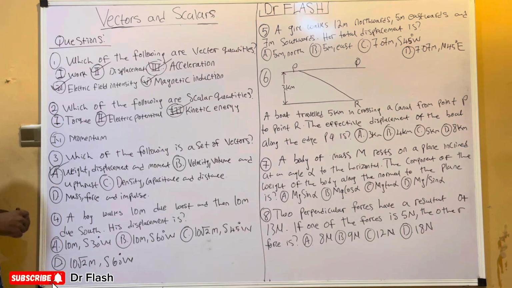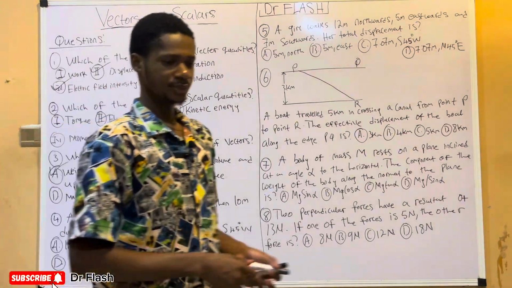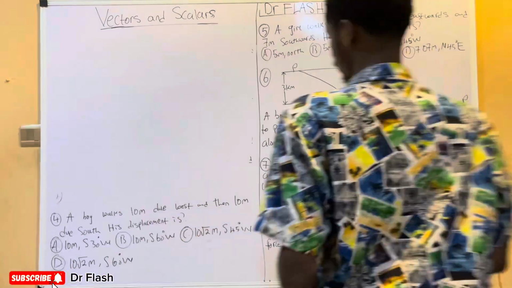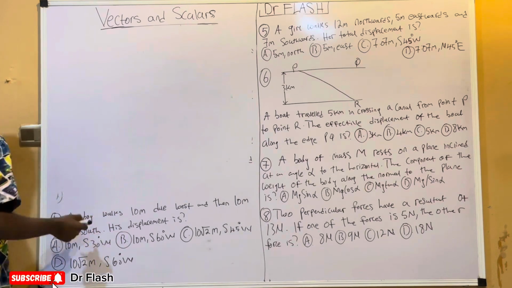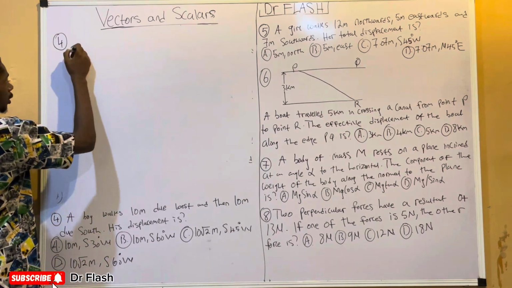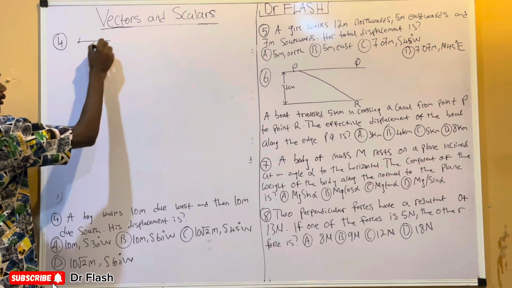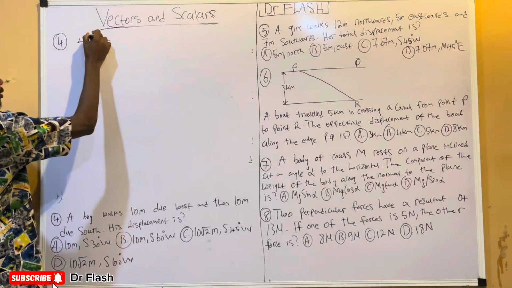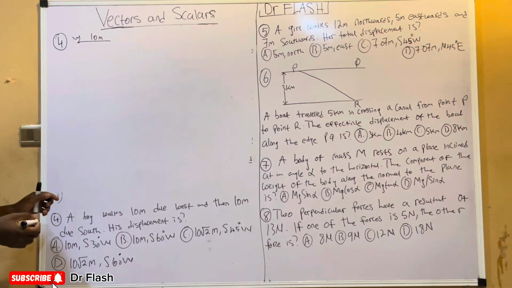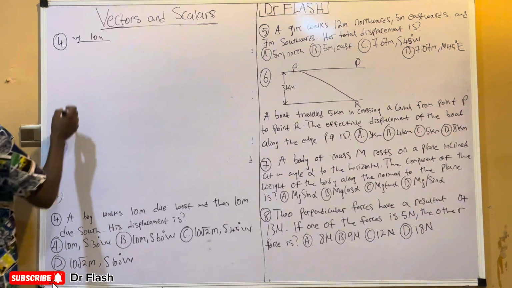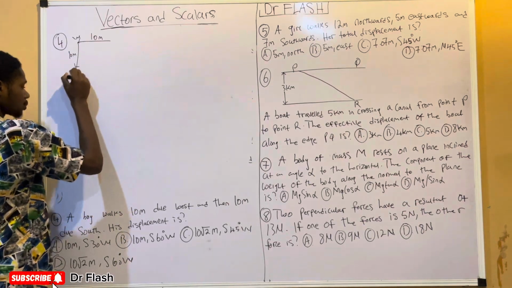The question says, a boy walks 10 meters due west and then 10 meters due south. His displacement is... The problem says a boy walks 10 meters due west. We're going to draw our diagram first. For question 4, the boy walks due west, and west is in this direction. 10 meters due west. So in the west direction, he walks 10 meters. And then 10 meters due south. After walking 10 meters due west, he then walks 10 meters due south.